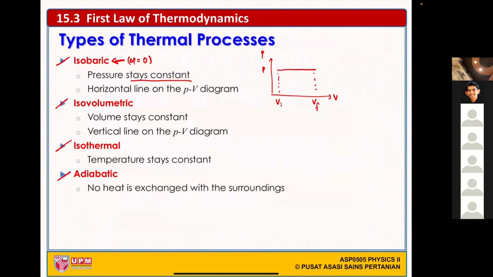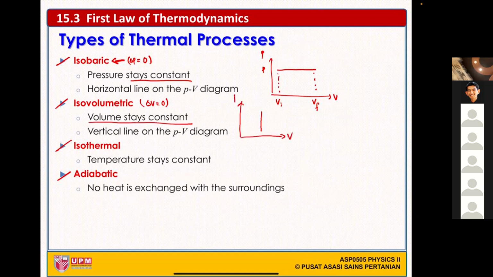So bila kita sebut sebagai isovolumetric, the process, the change in volume is equal to 0. Meaning to say that the volume stay constant. So kalau kita nak lukis ataupun kita nak tengok, kalau kita jumpa graf yang macam mana menunjukkan bahawa dia adalah isovolumetric, graf dia akan jadi macam ni, straight line.